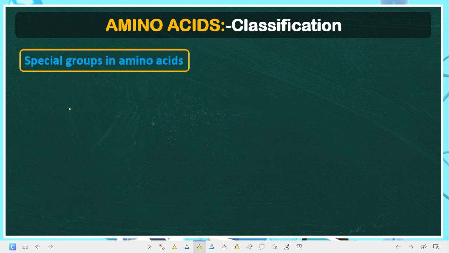Now, the special groups in amino acids, we've listed them before. We talked about the guanidino group. Where is the guanidino group found? It's found in arginine. Are we getting it? The guanidino group is found in arginine. What other group again?